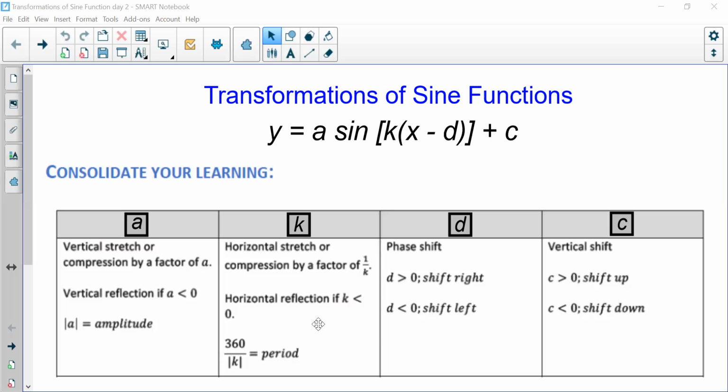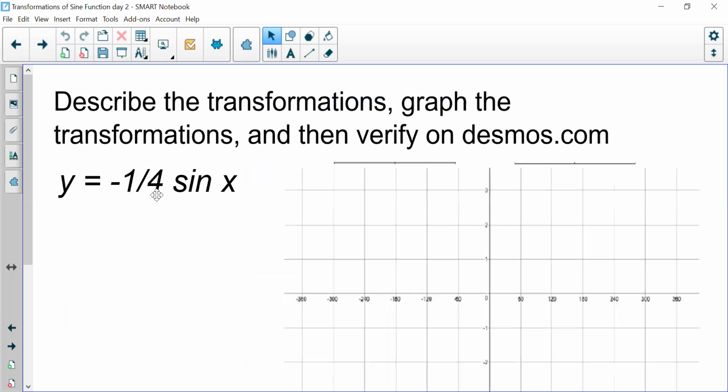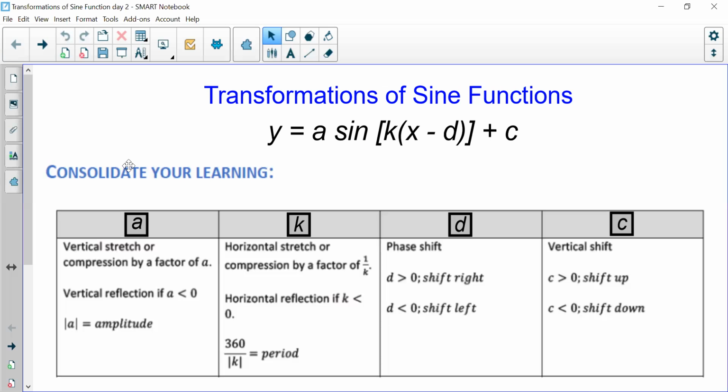So we're going to use Desmos. You can just look at my screen if you want. But the first thing we're going to do is just see what happens with my A value. Okay. So I'm going to plug this into Desmos. But if you guys looked at the graph, my A value is a negative.